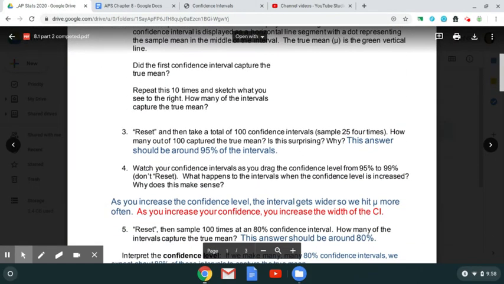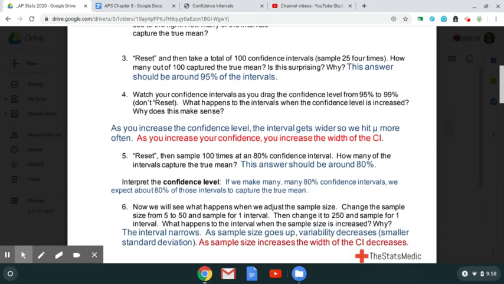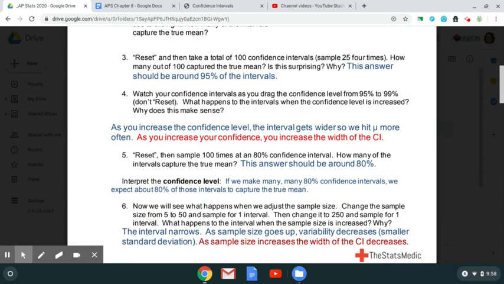Then, as you went through 3, 4, 5, and 6, you were able to make some generalizations about the changes you could make to a confidence interval. So, if you took from 10 confidence intervals and went to 100 confidence intervals, you should not have been shocked to see that the number of intervals that actually captured the true mean was around 95%.